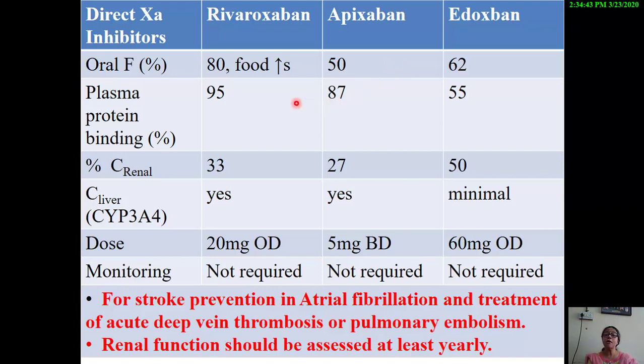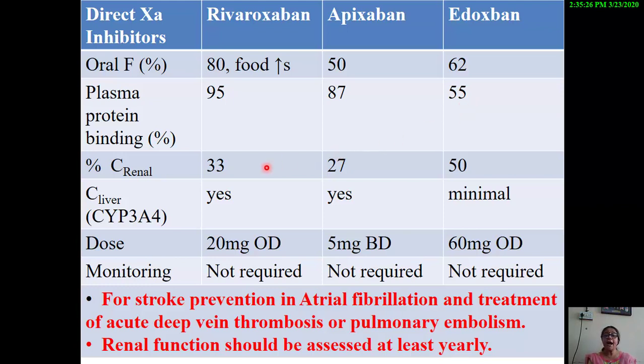As far as the onset of action is concerned, rivaroxaban and apixaban have onset of action roughly somewhere between 1 to 3 hours, and edoxaban is also something similar, like 1 to 2 hours of administration. So you can see that all three of them have a fairly rapid onset of action if you compare them with compounds, say, like warfarin. As far as the plasma protein binding is concerned, the plasma protein binding of rivaroxaban is roughly 95%, followed by apixaban, which is about 87%, and edoxaban, which is about 55%.